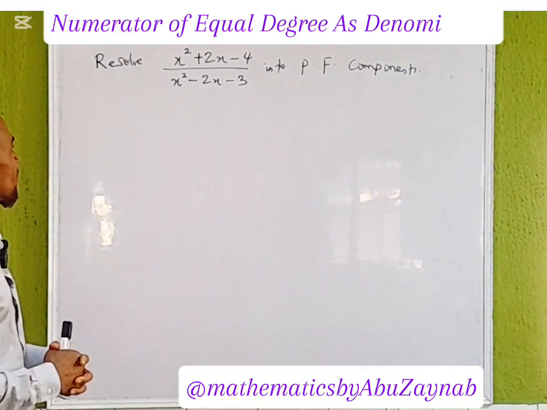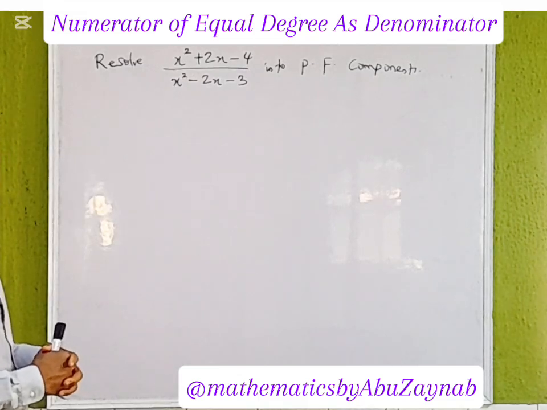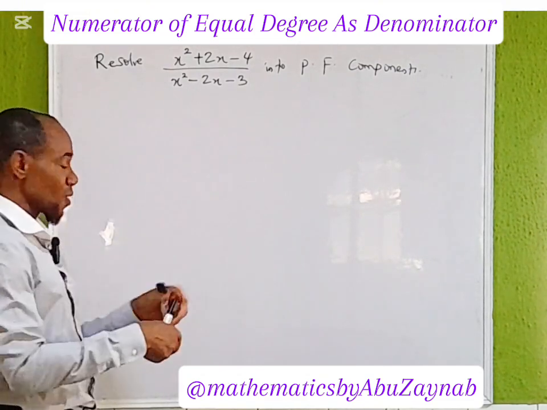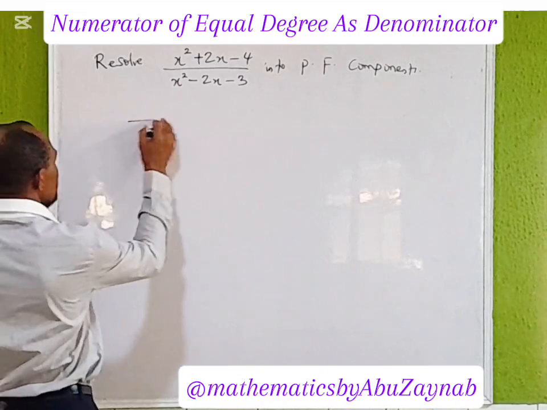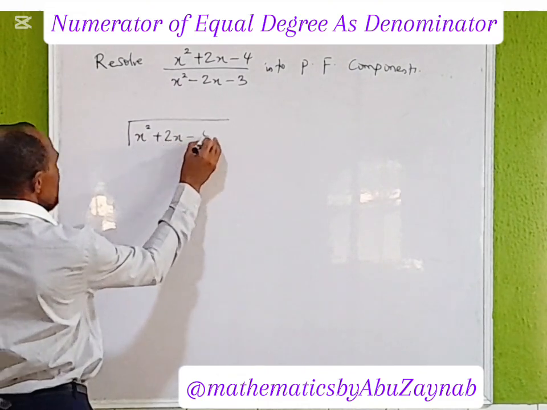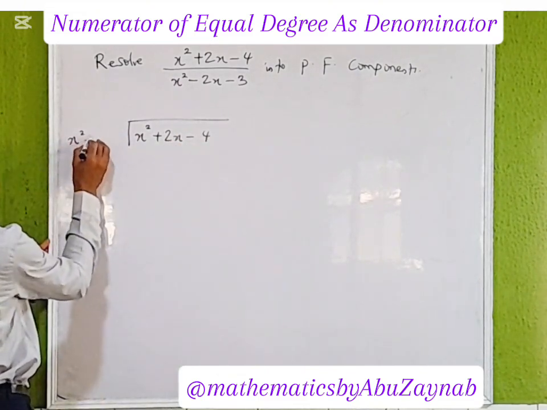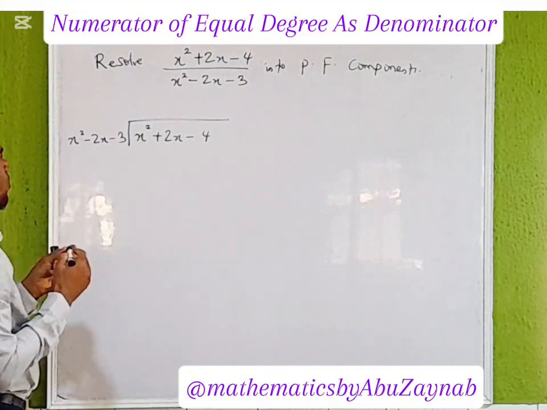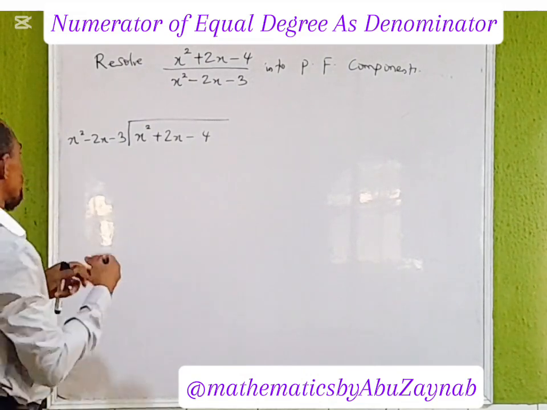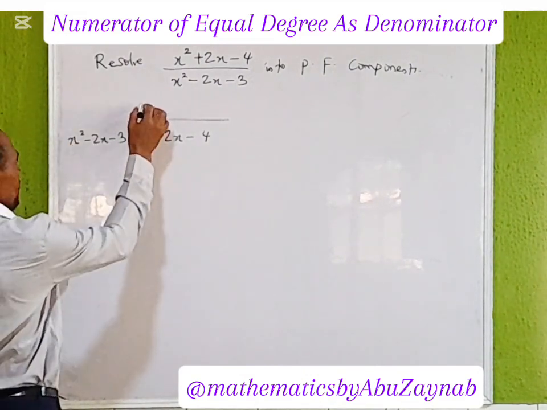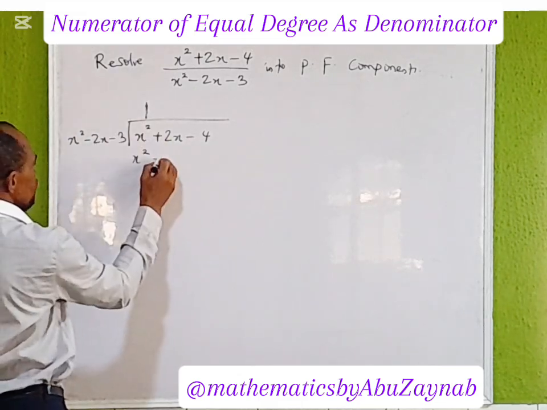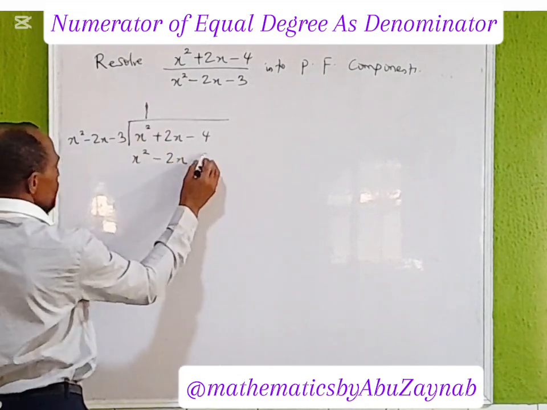The question we have here is x squared plus 2x minus 4 divided by x squared minus 2x minus 3. We have to resolve that into partial fractions. As I said, we have to first break this down using polynomial long division. We have x squared plus 2x minus 4 to be divided by x squared minus 2x minus 3. Here, the value outside is the divisor. So we go by having x squared in x squared, 1. So 1 times x squared, 1 times minus 2x, 1 times minus 3, minus 3.